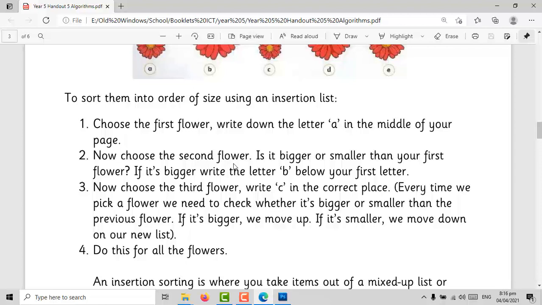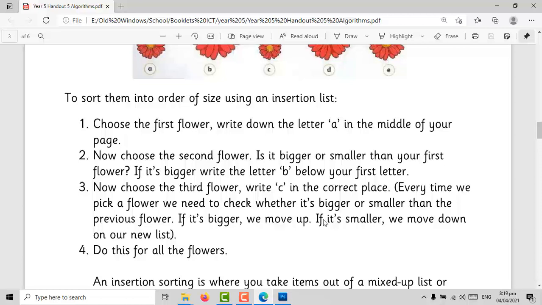Now choose the second flower and see if it's bigger or smaller. If it's bigger, write the letter B below your first letter. Now choose the third flower, write C in the correct place. Every time we pick a flower, we need to check whether it's bigger or smaller than the previous flower. If it's bigger, we move up. All I want you to remember is that if the next flower is bigger, we move up.